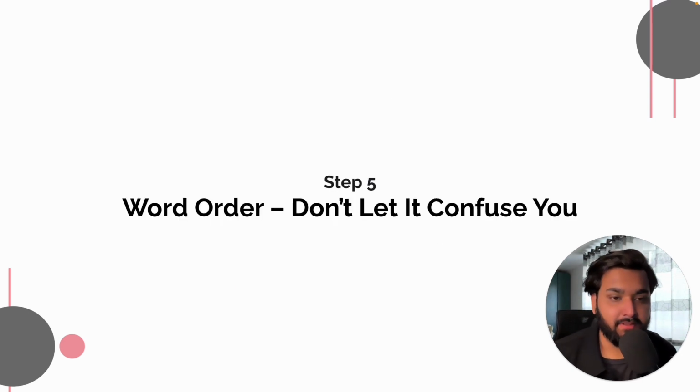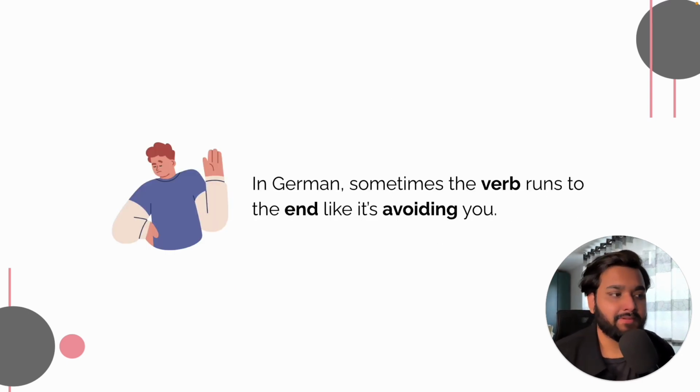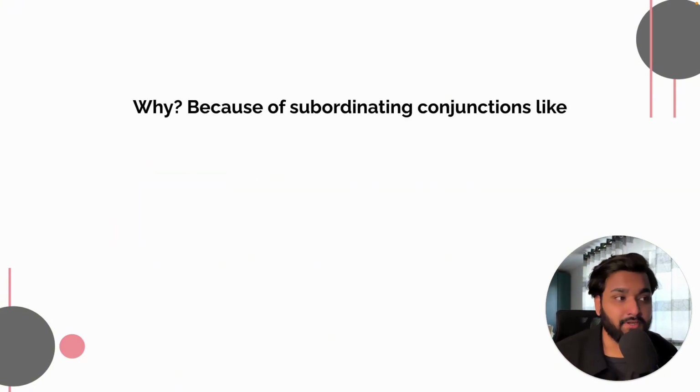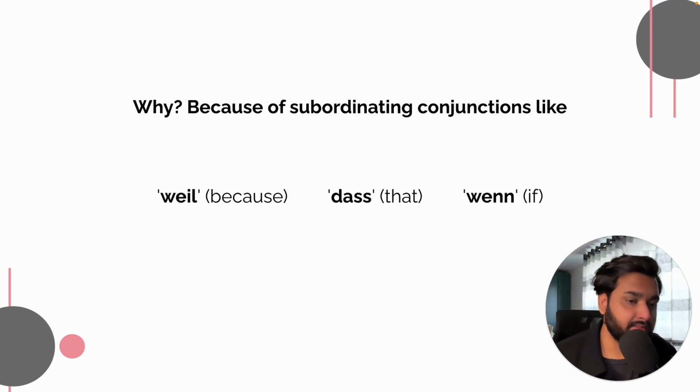Let's continue with step number 5, which is word order. Don't let it confuse you. In German, sometimes the verb runs to the end like it's avoiding you. Why? Because of subordinate conjunctions like weil, dass, wenn. So weil means because, dass means that, and wenn means if.